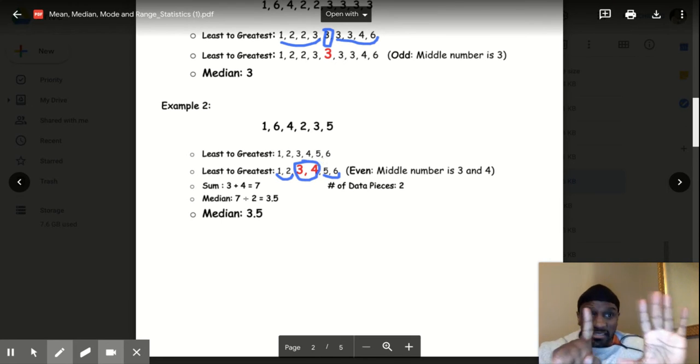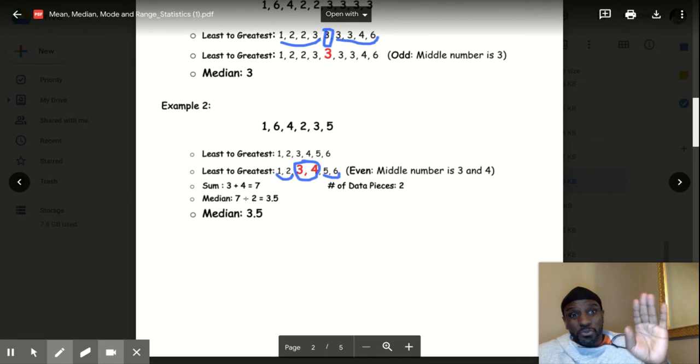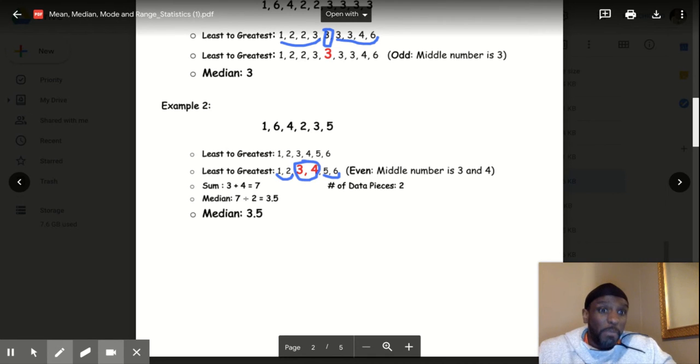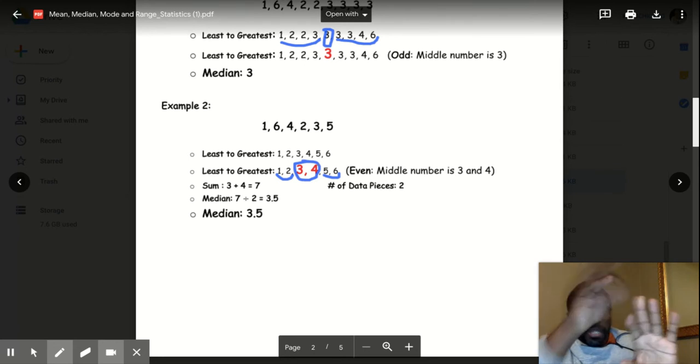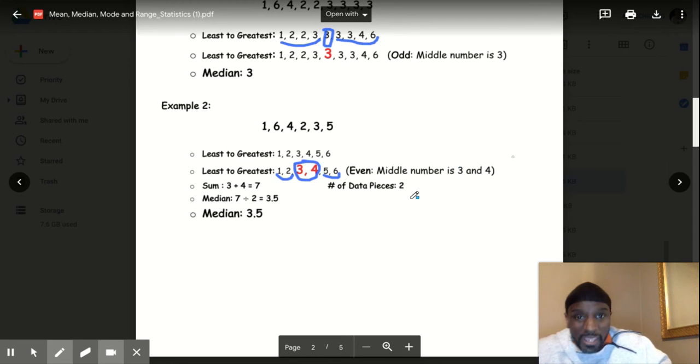When you have 6 numbers, the middle would be 3 and 4. You have 2 middle numbers here. So now what do you have to do to find the median? Before, if I have an odd set of numbers, you just pick the middle one after you put them in order from least to greatest. So here, add up the 2 middle numbers. My 2 middle numbers are 3 and 4. I'm going to add them up. 3 plus 4 is 7.